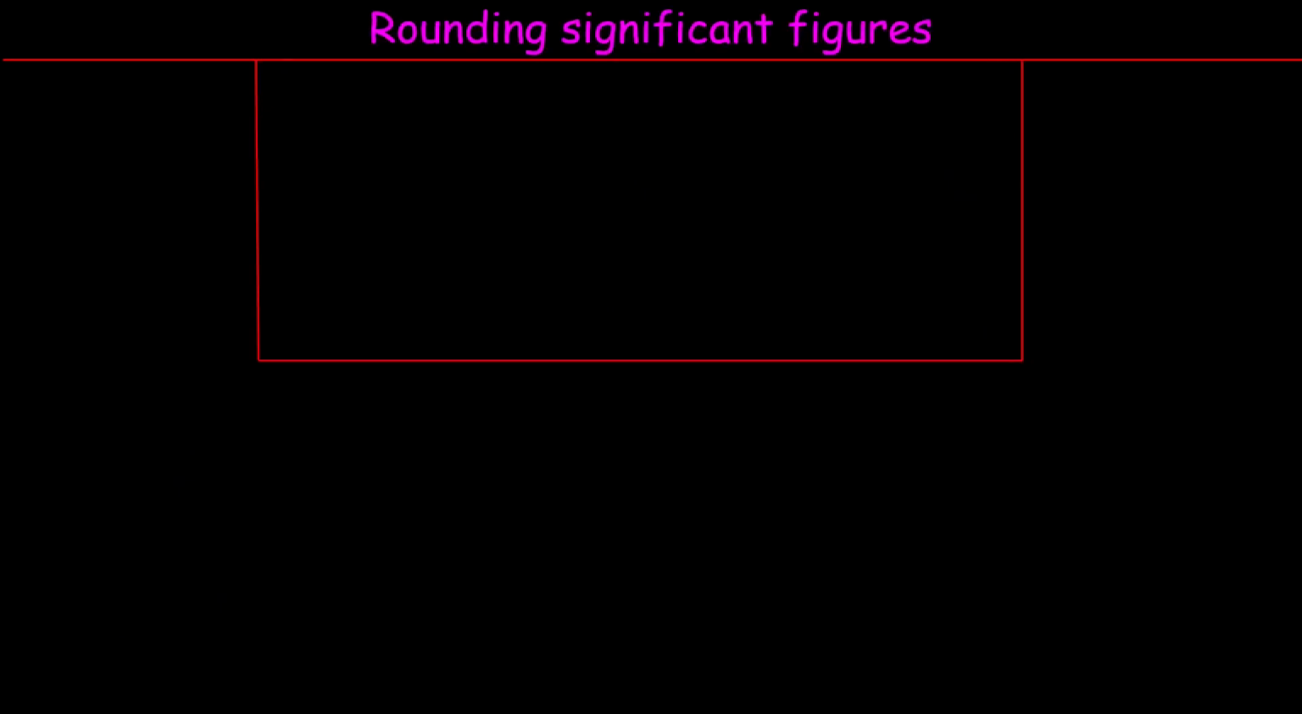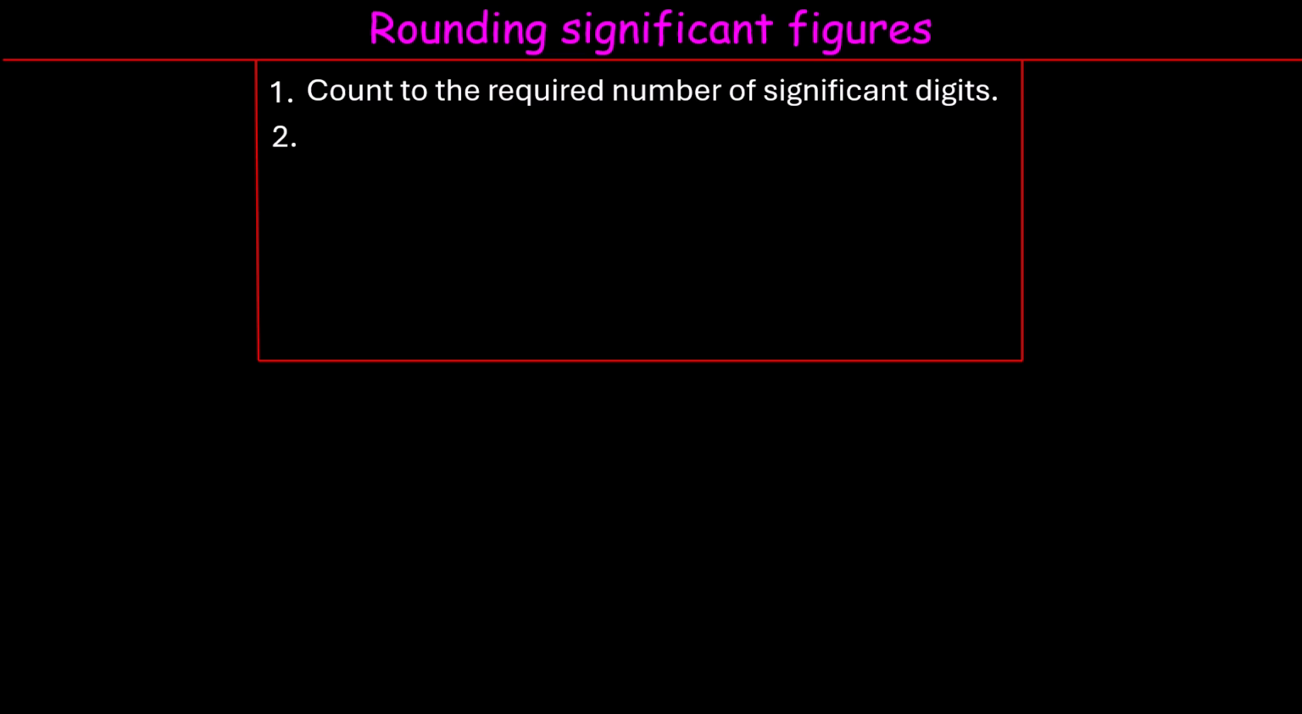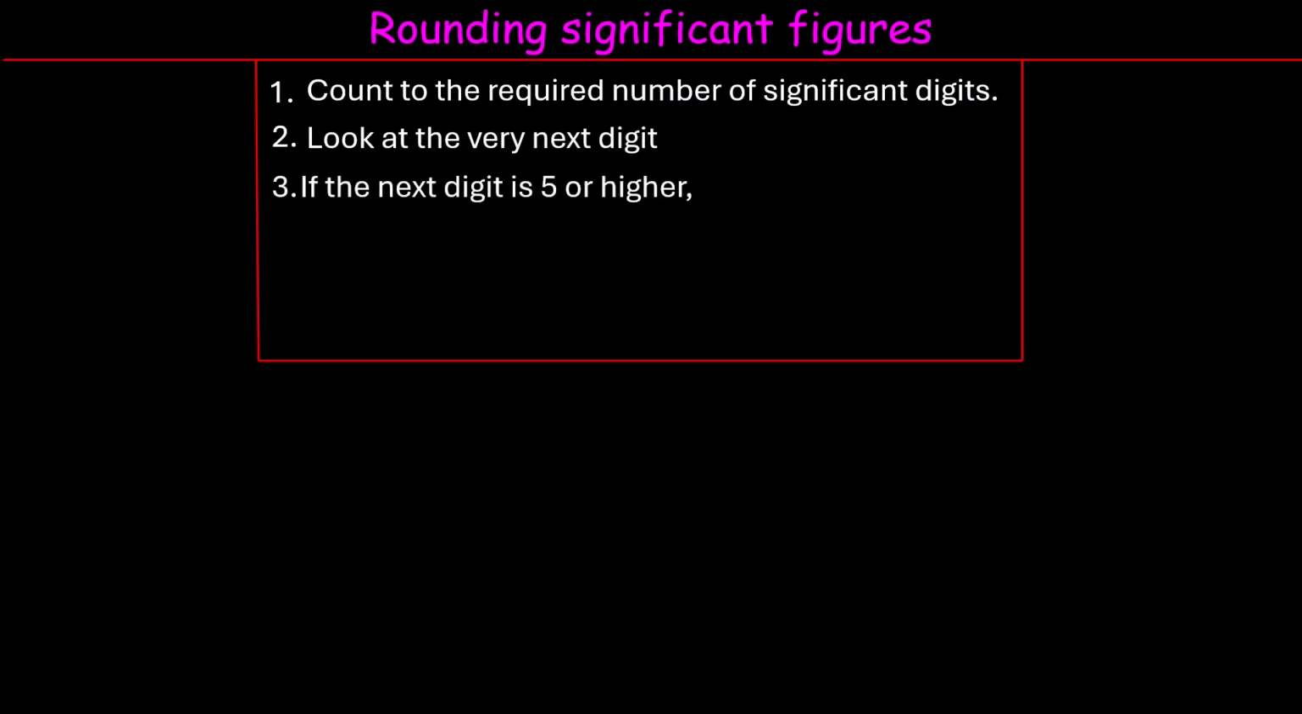Now that we know how to count significant figures, we need to be able to round our answers to the required number of significant figures after performing various calculations. The good news is that the technique is the same as rounding decimals, or whole numbers, except that we look at the digit after the required number of significant figures instead of decimal places. So we round up if the next digit is 5 or higher, otherwise we leave it as it is.